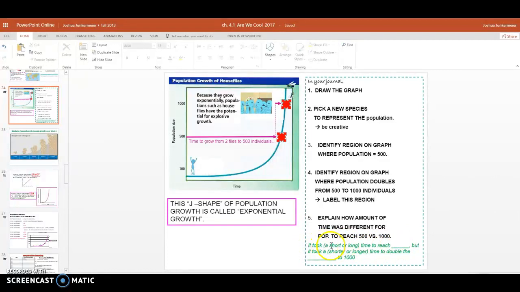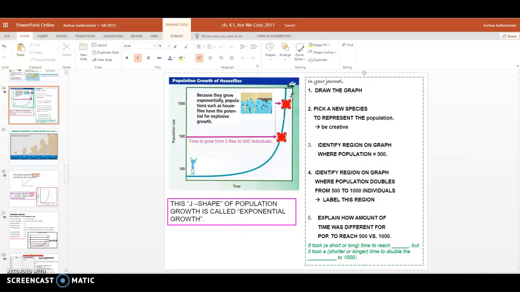So it said it took a short or long time to reach 500. We would say it took a short time to reach 500, but it took, and you decide, did it take a longer or shorter time to double the blank? What are we talking about here? It's a population to 1,000. Finish this sentence as best you think you should, and we'll go over it in class later, all right? All right, you've just completed slide 24.